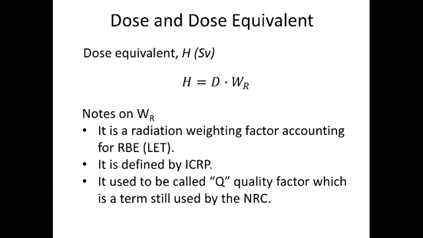So here are some things to note about the radiation weighting factor. Number one, it depends on the RBE, as I said. It is defined by the ICRP, the International Commission on Radiological Protection. Also, it's worth noting that it used to be called Q, the quality factor. That was an older term, and it's still used in the US by the NRC, the Nuclear Regulatory Commission. So let's take a look at what these factors are for different practical radiation types.